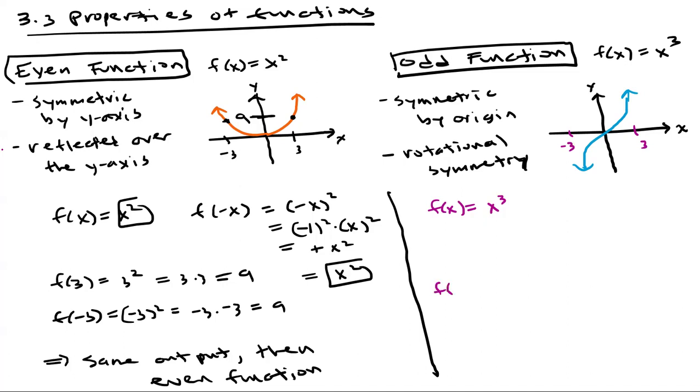So if I have f of 3 and I plug it in for my function, x cubed, okay, we're going to get what? 3 times 3 times 3, which is 27. If I plug in negative 3 for my function, that's going to be negative 3 to the third power, and I'm going to have a negative 27. Okay, so here at 3, somewhere up here, we get 27. We plug in negative 3, somewhere on here, we get negative 27.